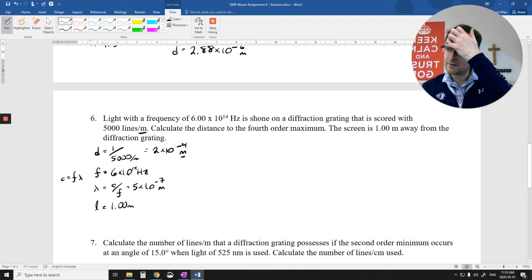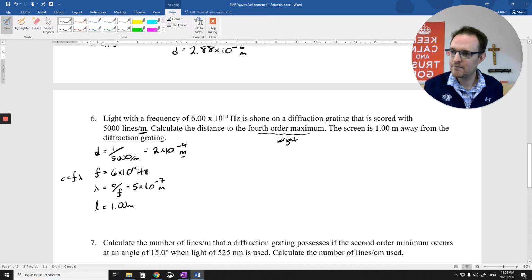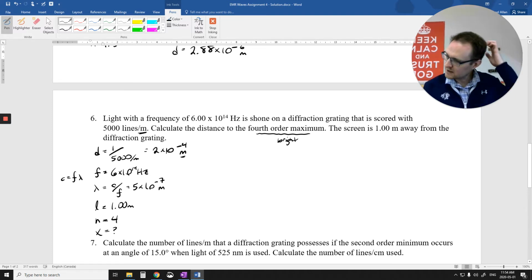What are we trying to find now? Calculate the distance from the fourth order to the fourth order maximum. So this is a maximum, so this is a bright spot again. So that means my n is 4, just 4. And we're looking for x. We're looking for that distance. So this is all the stuff that we have in our givens. We're looking for x, but to find the x, we have to either make an assumption that this angle is really, really small, or find the angle to verify is the angle really, really small.